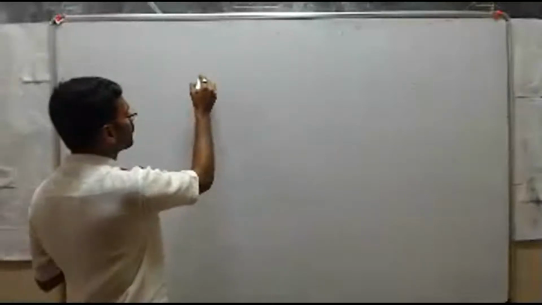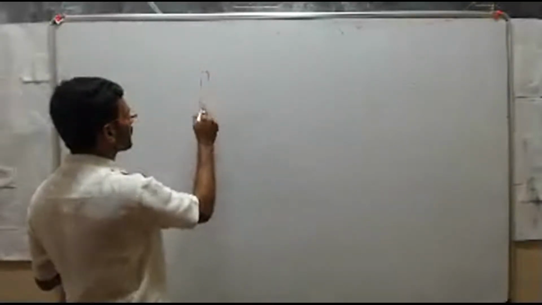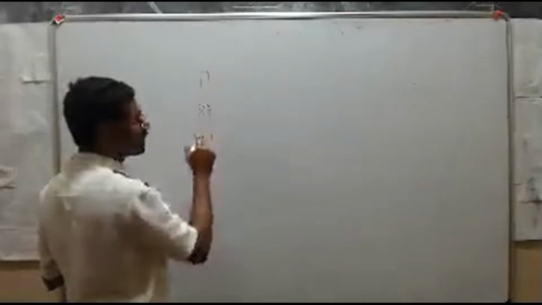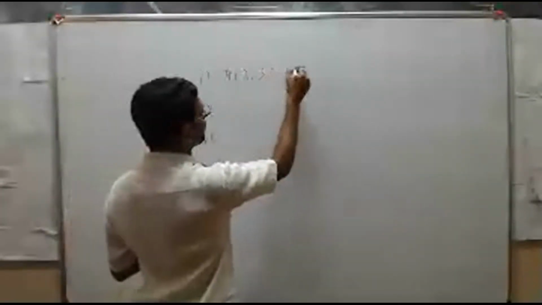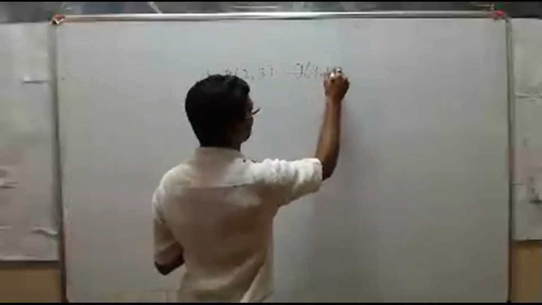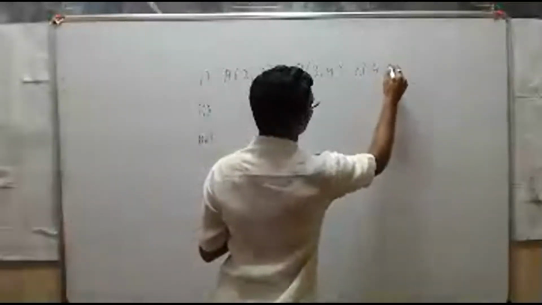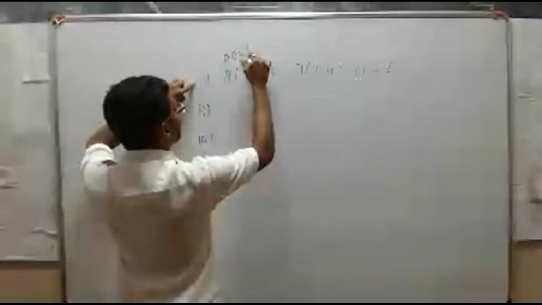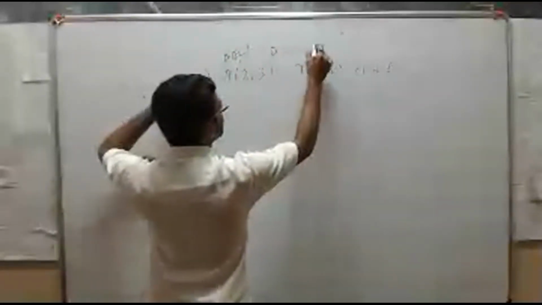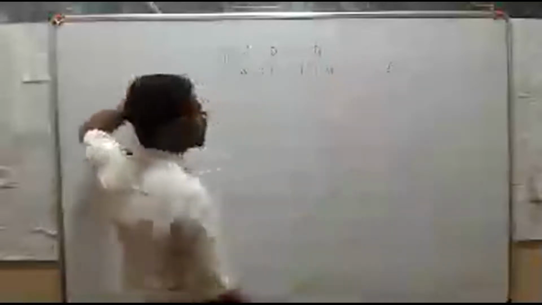Now, this is your homework problem. Find the distance between the points. First, A is 2, 3. B is 3, 4. C is 4, 5. Find the distance. AB is equal to how much? BC is equal to how much? AC is equal to how much?